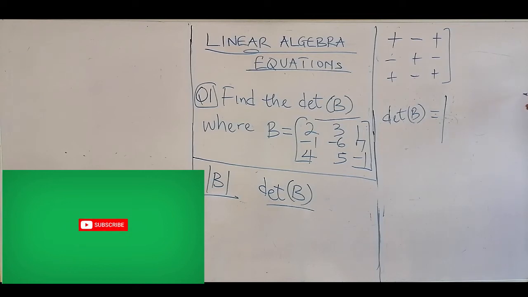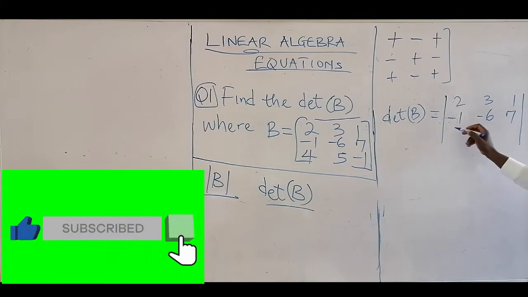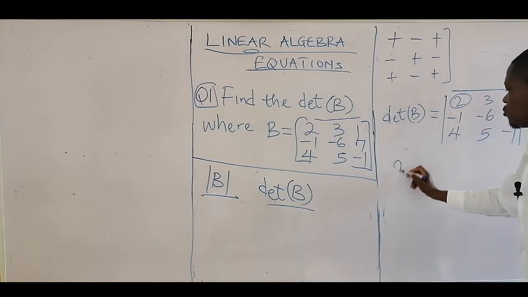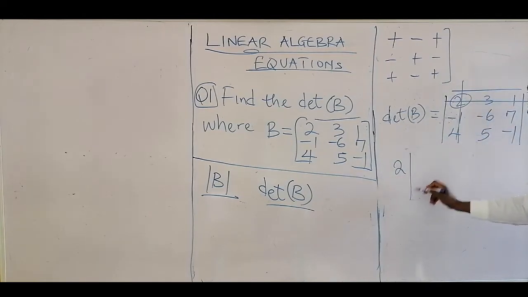To this line. Okay, 2, 3, 1, minus 1, minus 6, 7, 4, 5, minus 1. So then I'm using this first row. So you cover that. The first element here is what? You have 2 there. Cover that place. Cover it also horizontal. So you have this minus 6, 7, 5, minus 1.